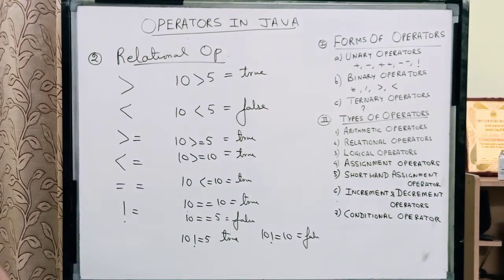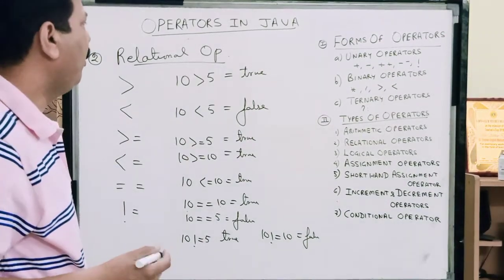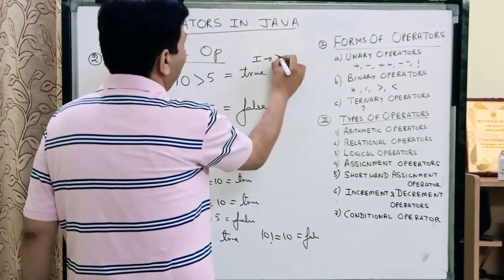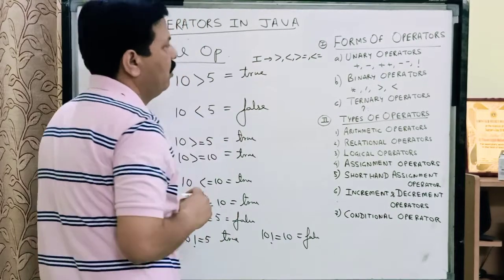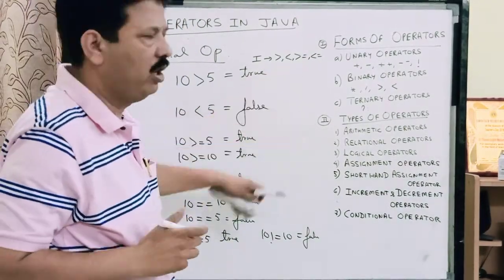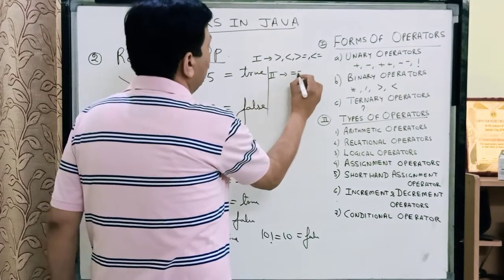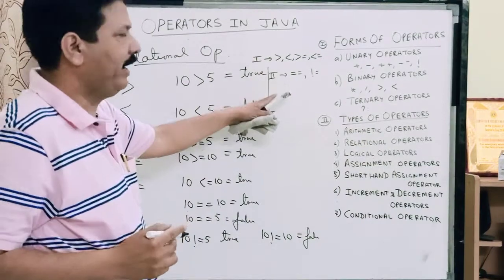In relational operators also, children, we follow the order of precedence. In the first order of precedence, we have greater than, less than, greater than equal to, and less than equal to. These signs come in the first order. And in the second order, we have the equal to sign and the not equal to sign. They are holding the second position.